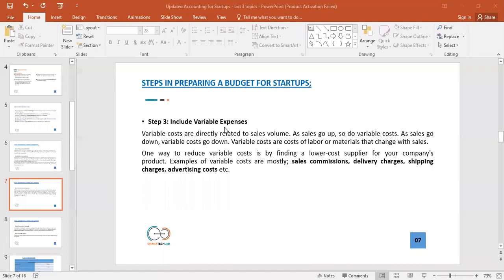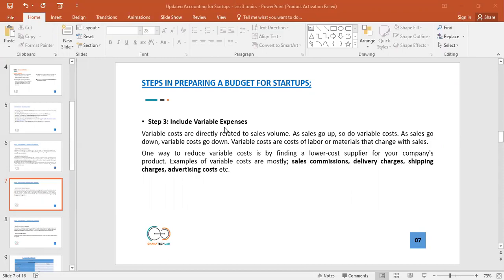So as I was saying, with the third step, we are looking at including our variable expenses. I explained that the variable expenses are the expenses that are directly related to the sales volume. If your sales volume increases for a period of time, those variable costs are also going to increase. And should they decrease, those variable costs are also going to decrease.